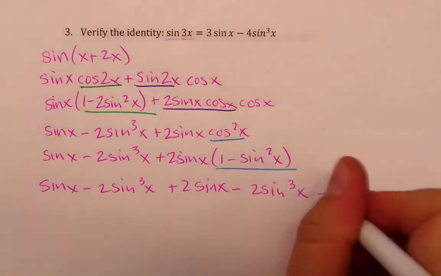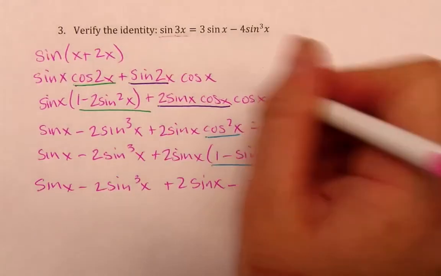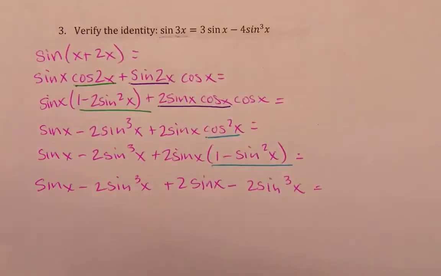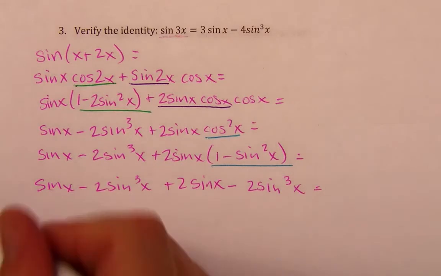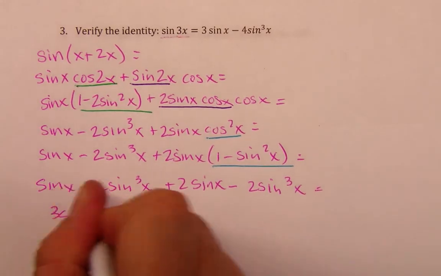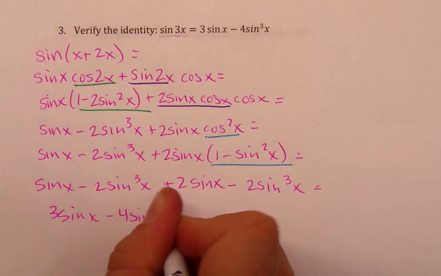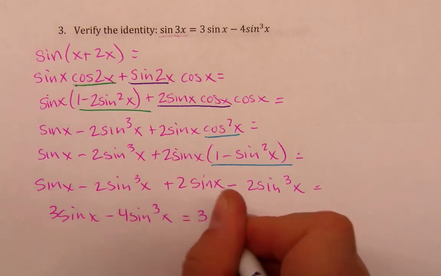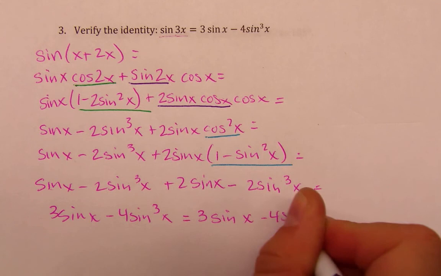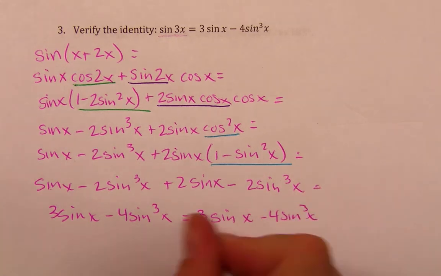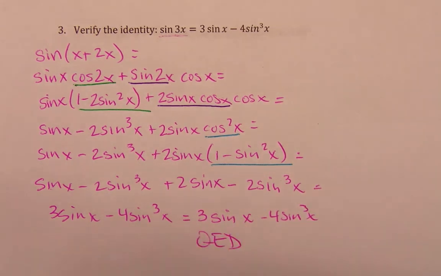And now we can combine like terms. I'll carry my equal sign through here. So sine x and 2 more sine x is going to give me 3 sine x, and negative 2 and negative 2 is negative 4 sine cubed x, and that's exactly what we wanted. So we're done.